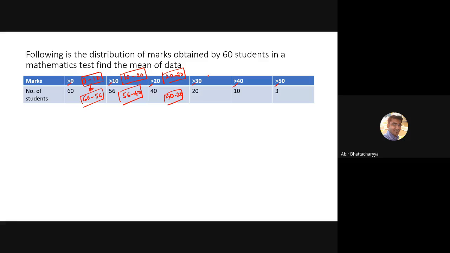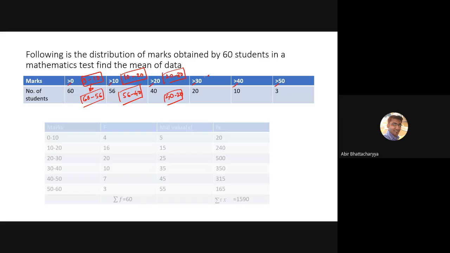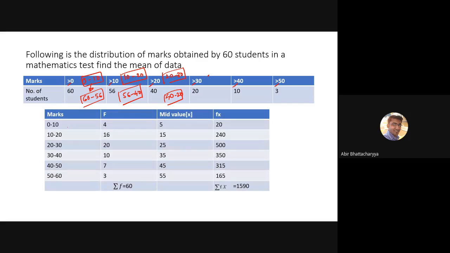So the last will be like this: 0 to 10, 10 to 20, 20 to 30, 30 to 40, 40 to 50. Since we have 60 students, the total frequency will be 60. Okay, check it, all of you, cross check it, and if you have any doubts, please ask me.